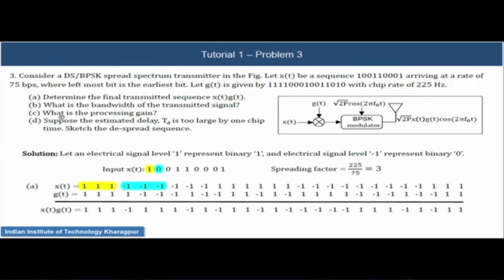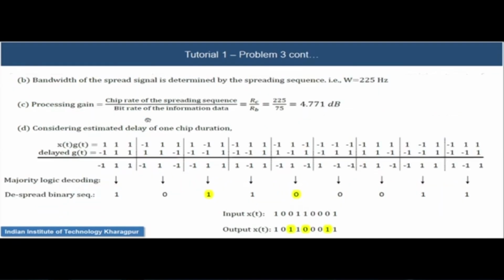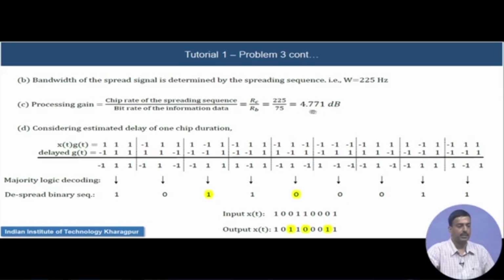The next question is as to what is the processing gain, which is also fairly simple to calculate. It's nothing but the chip rate, which is 225 Hertz, divided by the input data rate, information data rate, which is 75 BPS. So this is equal to 3, which in dB terms, that is 10 log of 3, is nothing but 4.771 dBs.